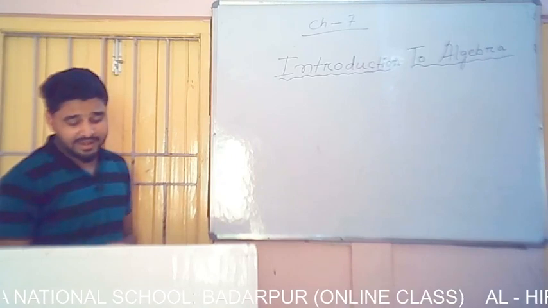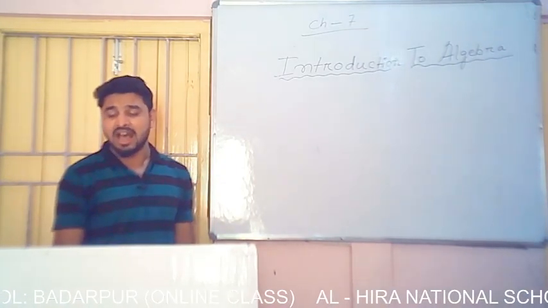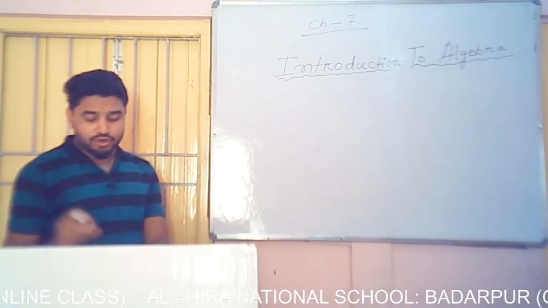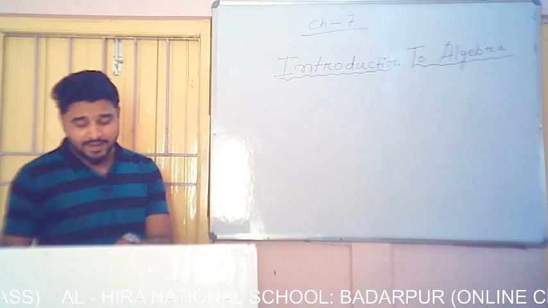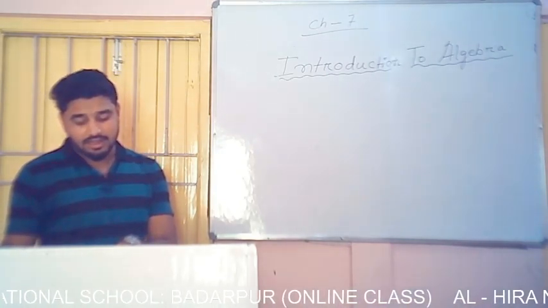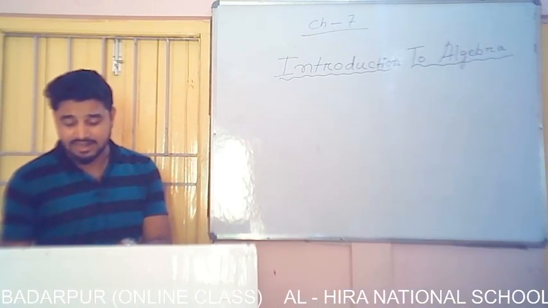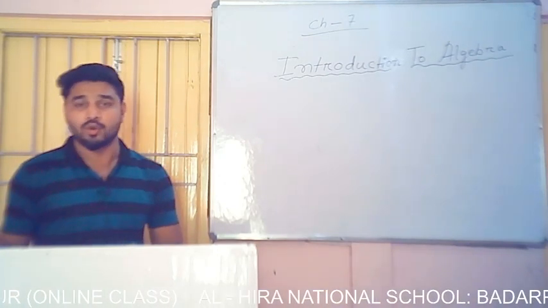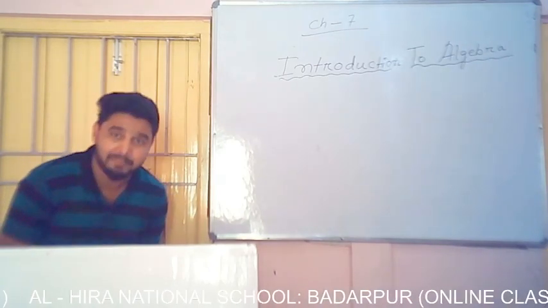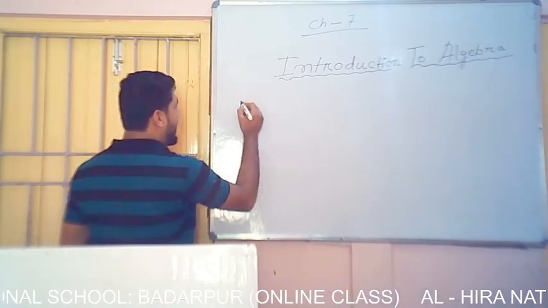The first question is given. Evaluate the expression for each value of n given in the following table. So here the expression is given and the value of n is given. One is 2, another is 3, another is 0, and the last one is 1. So for different values of n, we should find the value of the expression. So let us do question number 1.